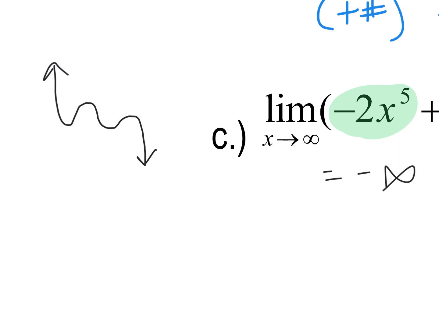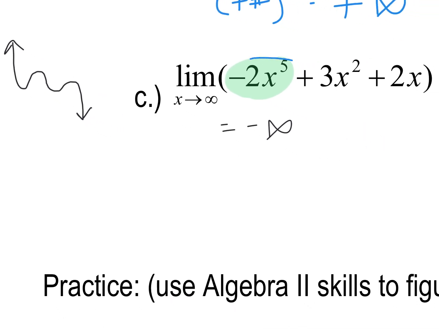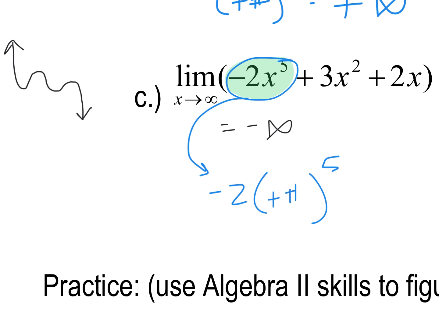Let's try it with the shortcut. I'm just going to take this entire term, keep the -2 with it. And what kind of a number am I plugging in? I'm plugging in a positive number because the x is approaching positive infinity. So I'm going to write a positive number in here. What happens when you take a positive number and raise it to the 5th power? It stays positive. But then when you multiply it by -2, because that's the lead coefficient here, we end up with a negative number. So negative infinity. So the shortcut works, or you can think about what the shape of the graph looks like.